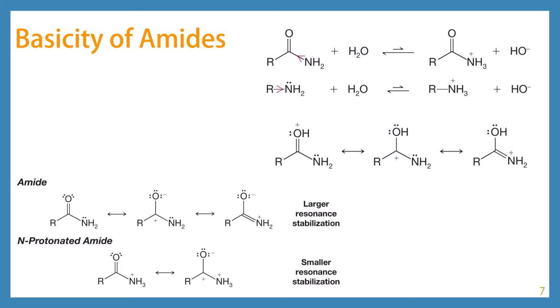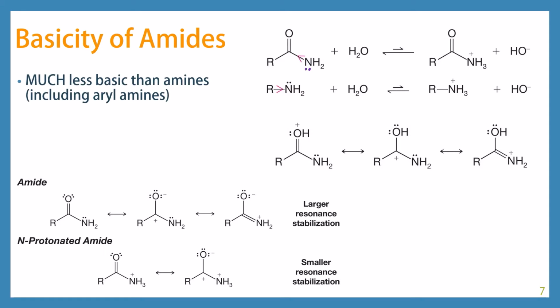Now, amides are not going to be as basic as amines. Notice that the carbonyl group is pulling electron density away from the nitrogen, so that's going to make it a much less effective base. It's actually even less basic than aryl amines. The pKa of the conjugate acid of an amide is pretty close to 0, which is actually a very strong acid, stronger than most of your carboxylic acids.